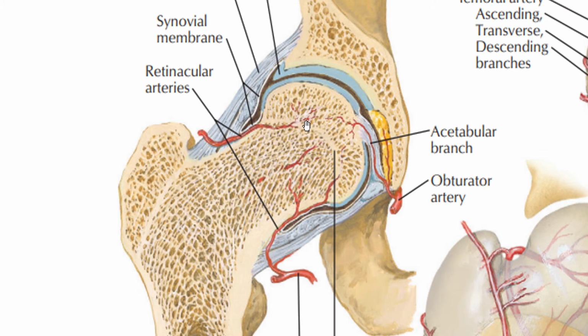They are supplied by arteries from two different sources. Look at this one. The medial part is being supplied by this acetabular branch of the obturator artery, whereas the lateral part is being supplied by retinacular arteries. These retinacular arteries are branches of the medial and lateral circumflex arteries, which are branches of the profunda femoris artery, which I'm going to discuss in a bit in detail.